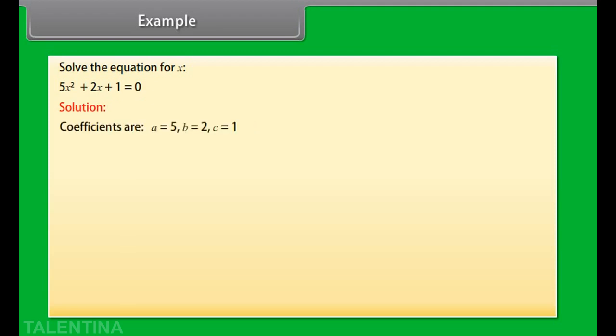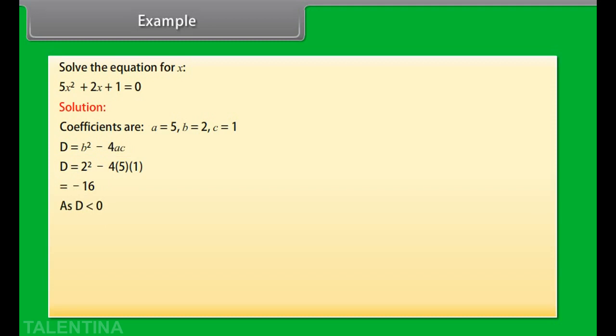Example: solve the equation for x. 5x square plus 2x plus 1 is equal to 0. Solution: coefficients are a is equal to 5, b is equal to 2, c is equal to 1. d is equal to b square minus 4ac. d is equal to 2 square minus 4 into 5 into 1 is equal to minus 16.